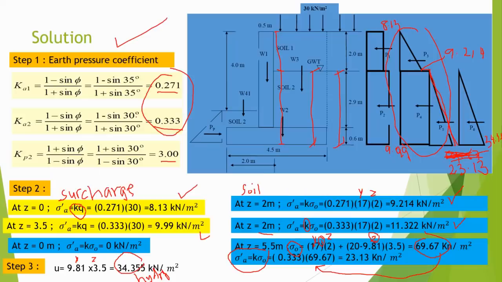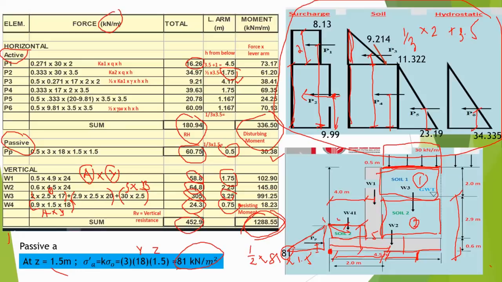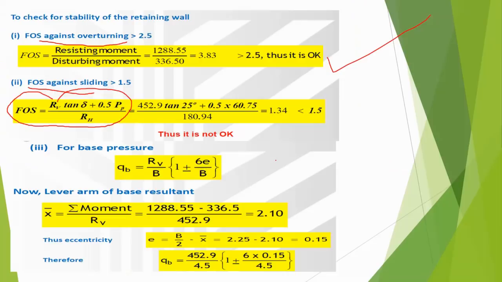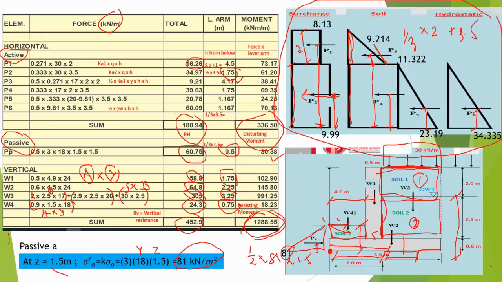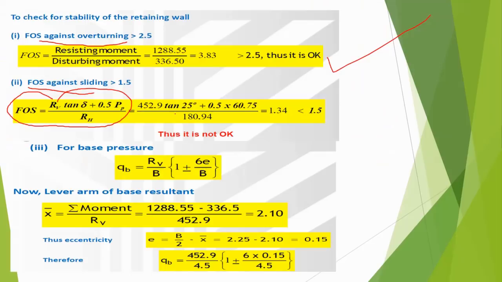And then, 0.5 times PP, which is passive, the passive reaction, 60.75, and then RH, the horizontal reaction, 180.94. You can get 1.34. That's why it is not okay, because it does not achieve its FOS. Okay, so this is how to do FOS against overturning and FOS against sliding.